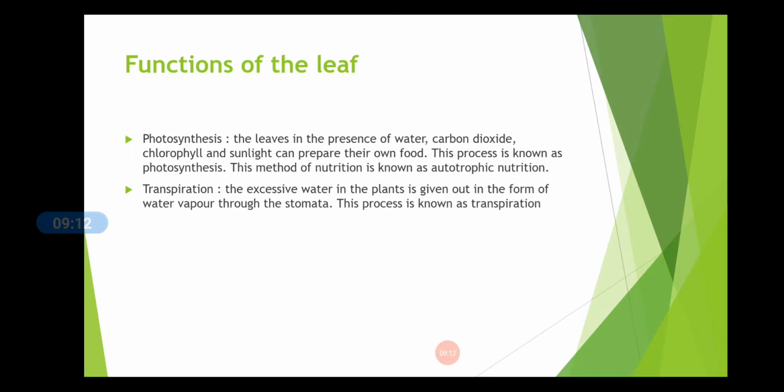This type of nutrition is known as autotrophic nutrition, that is preparing the food using simple raw materials like carbon dioxide and water vapor. So we call this type of nutrition autotrophic nutrition, and this whole process of preparing the food is known as photosynthesis.